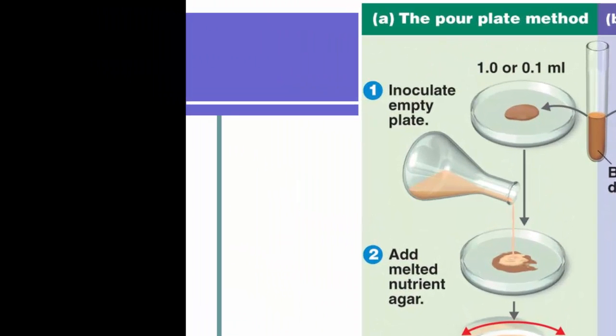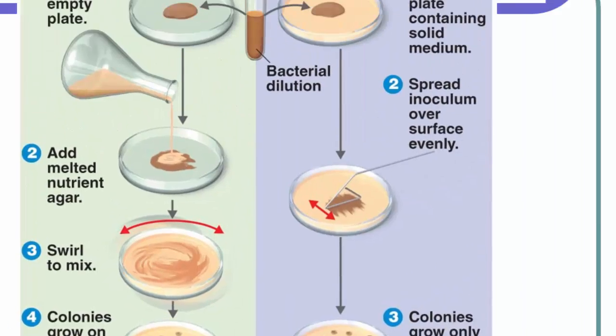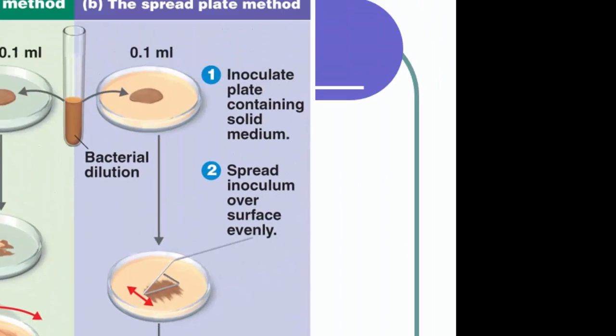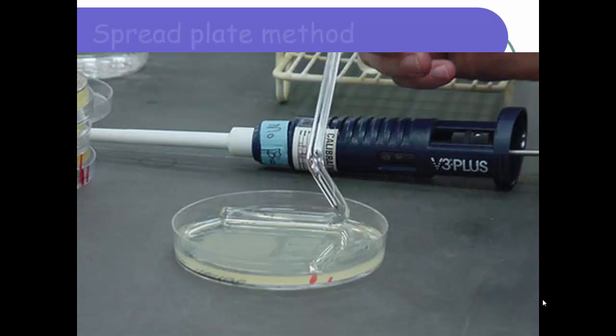This is the difference. The pour plate, we pour the inoculum in first, add the agar, swirl it all around. The spread plate, the media is already solidified. We put the inoculum on the top. We spread it around equally with a sterile rod, and they grow on the top of the media. This shows one of these spread plates.